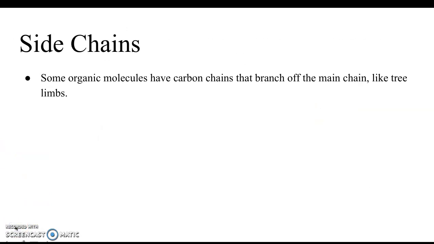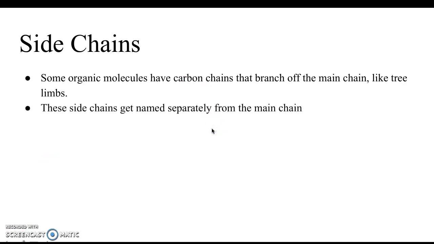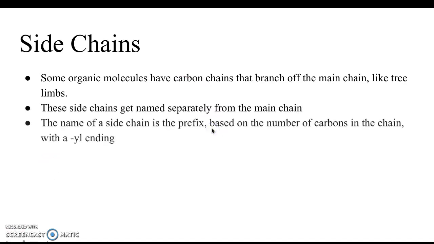As you saw previously, some of these molecules have branches coming off the main chain. These are called side chains or branches. These chains get named separately from the main chain. The name of the side chain is the prefix, so from table P, based on the number of carbons with a YL ending. For example, if you have a 1-carbon side chain, the prefix for 1 carbon is meth, and then you would add YL on the end for the side chain to be named methyl.